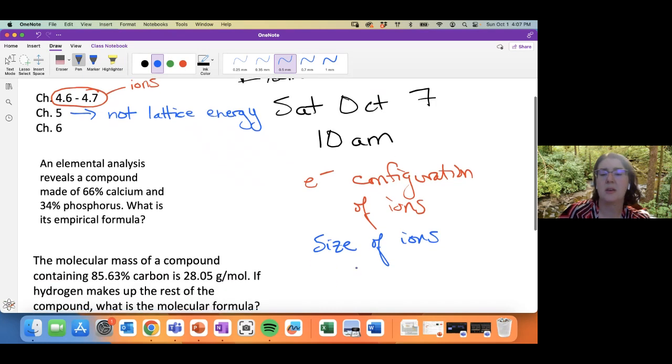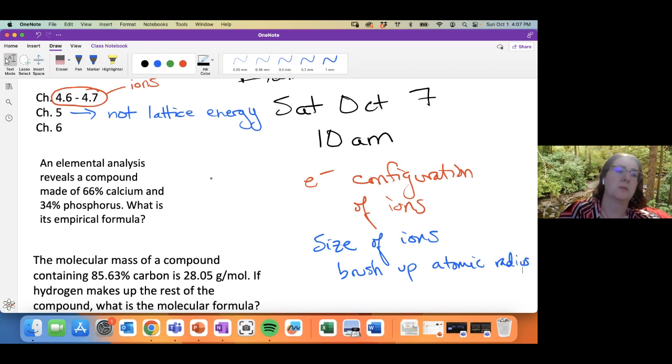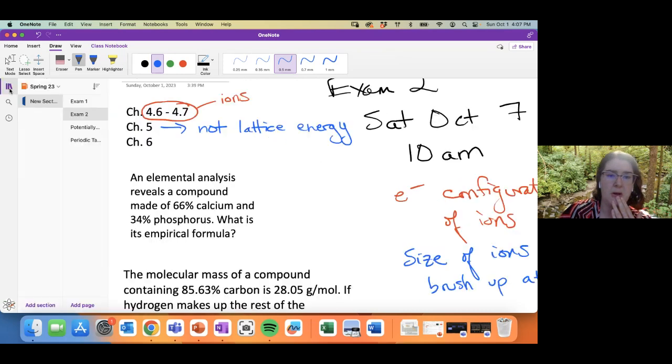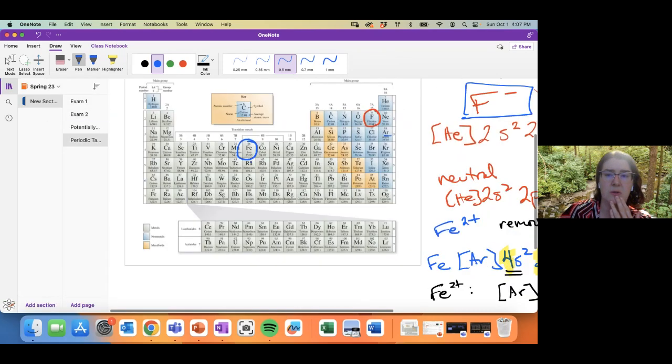And some of this is not so bad, but you may want to brush up and remember atomic radii or atomic radius trend, because we can do a variety of different things and either have you rank them or ask you which one is larger. But for the most part, this is to refresh and reflect that when you are adding electrons, your ion size will get larger.